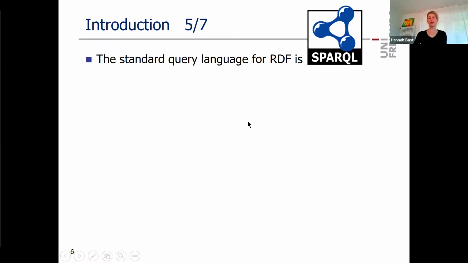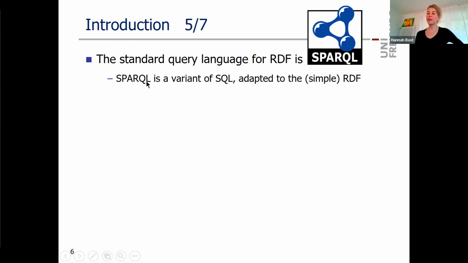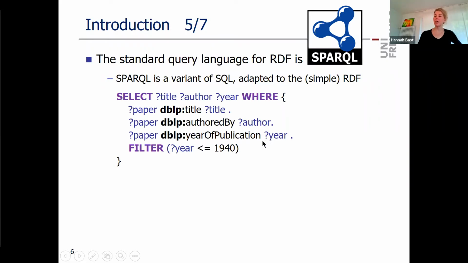How do you query this data? The standard query language is SPARQL. This is the symbol for SPARQL. It's no coincidence that the name sounds similar to SQL because it's really a variant of SQL, SQL adapted to the simplest schema. In databases, you have tables with an arbitrary number of columns, and the columns can have arbitrary names. In RDF, you have 3 columns, and it's just subject, predicate, and object.